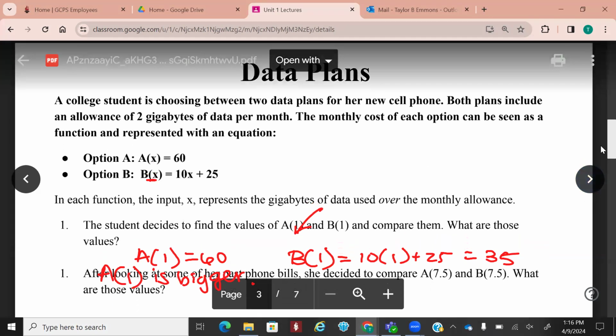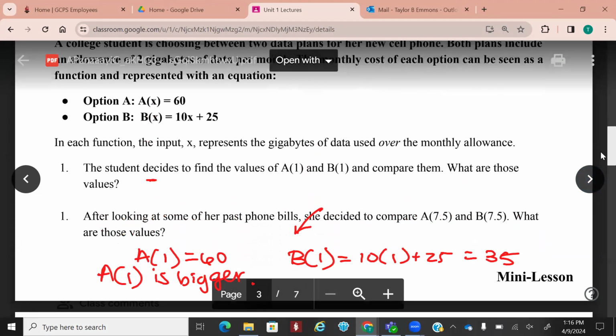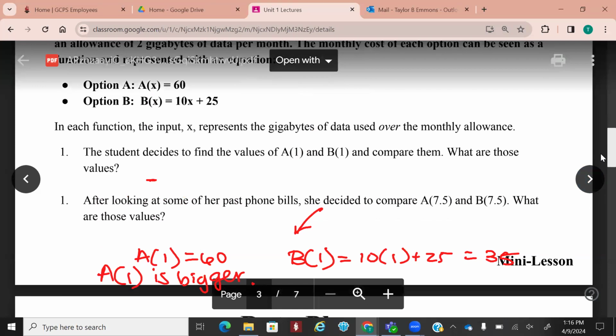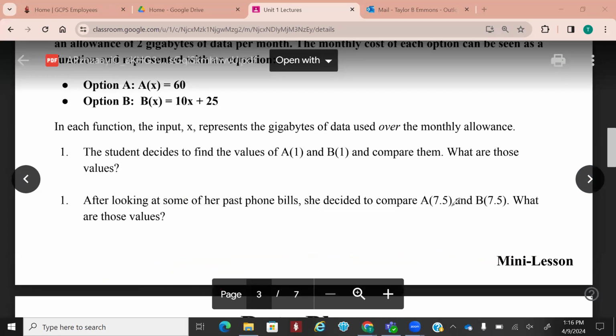After looking at some of her past phone bills, she decides to compare A of 7.5 and B of 7.5. What are those values? Same concept again. We're going to take 7.5 and plug it in for any X. On A of 7.5, that's still going to give us 60 because this is just a constant. There's no X value. So this means that no matter how many gigabytes she uses, it's just going to cost her $60 anyways.